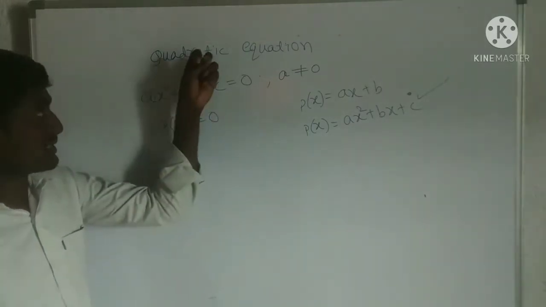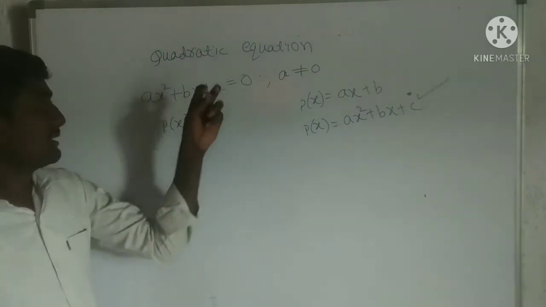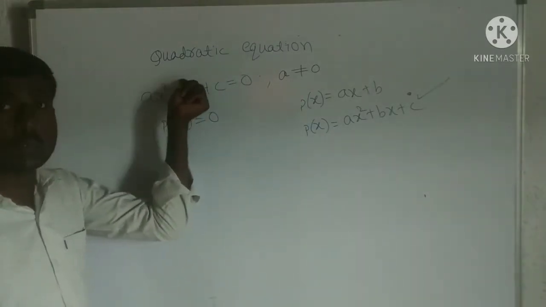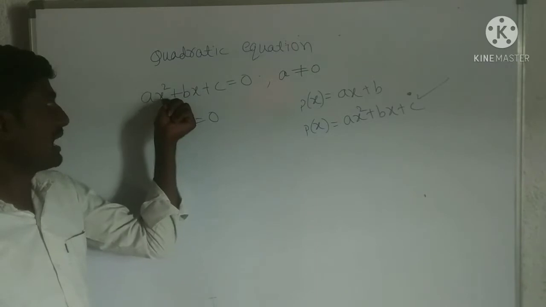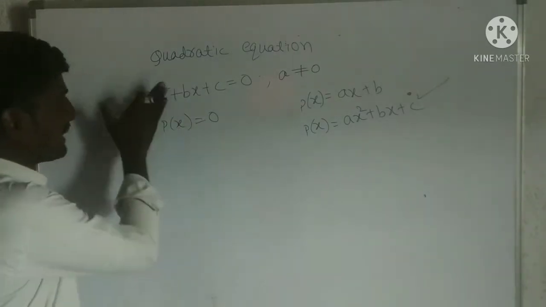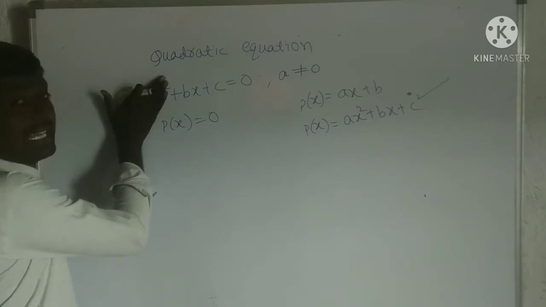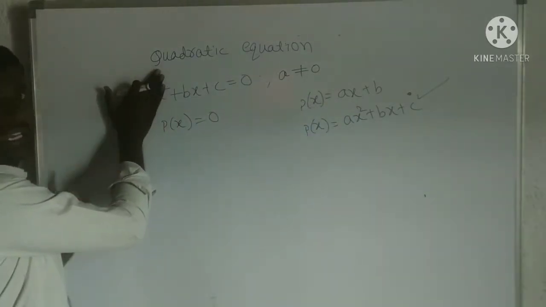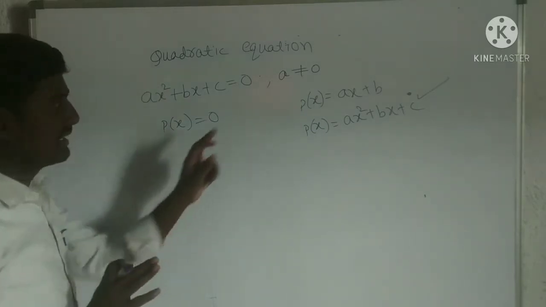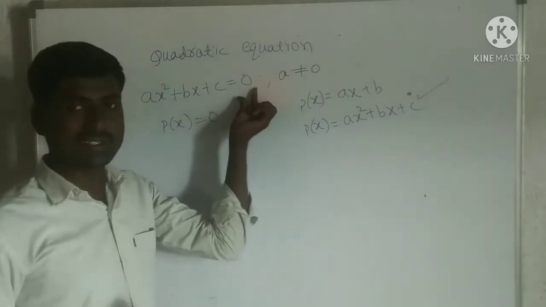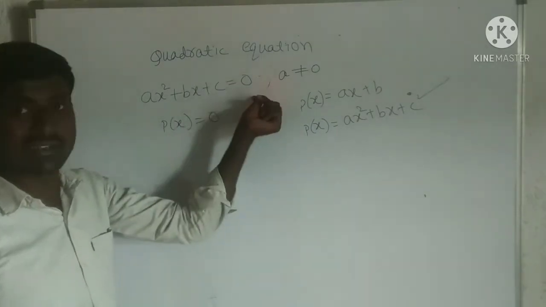So see, to call it a quadratic equation, the equation must have degree 2. If the equation has degree 1, then it is a linear equation. Here it is a linear polynomial, here it is a linear equation. That is the only difference: here equation, here polynomial. If equal to 0 is there, then it is an equation.